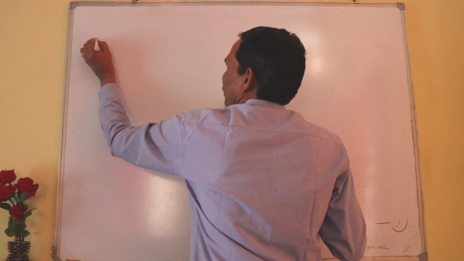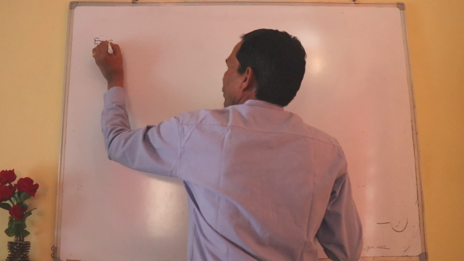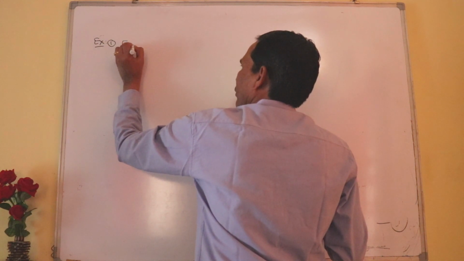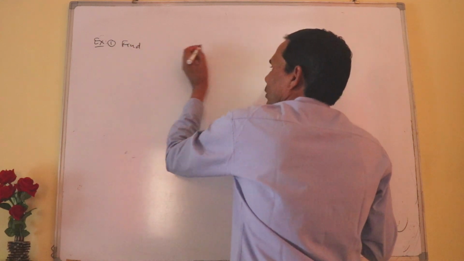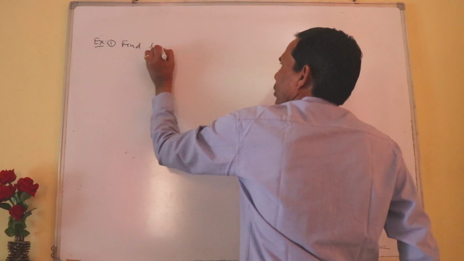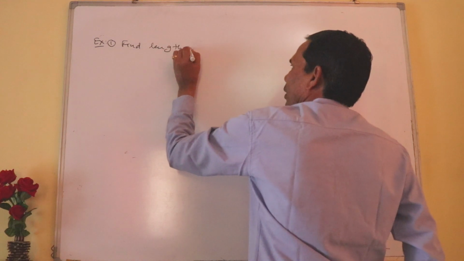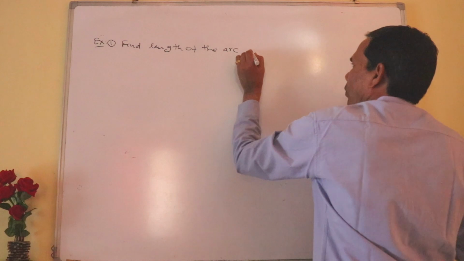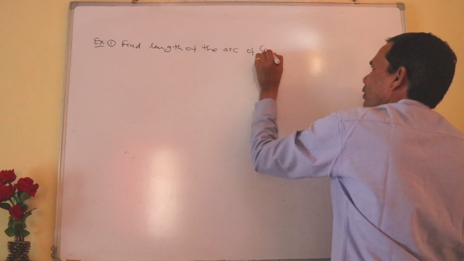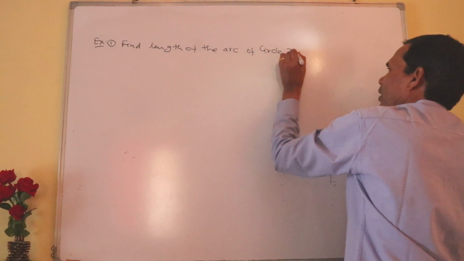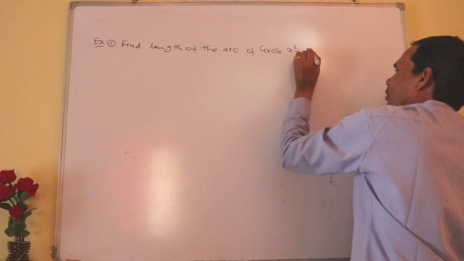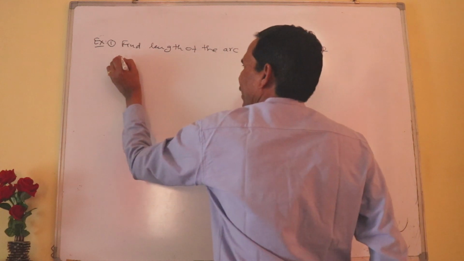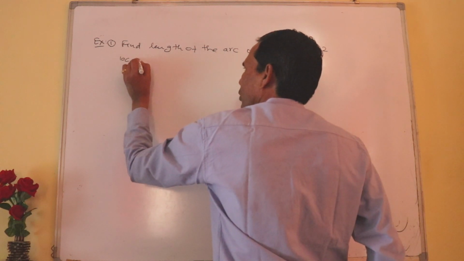First example, find the length of the arc of the circle x squared plus y squared is equal to a squared located in the first quadrant.